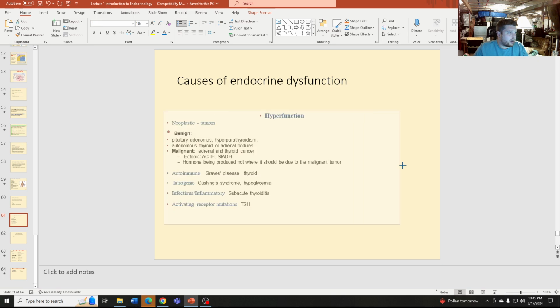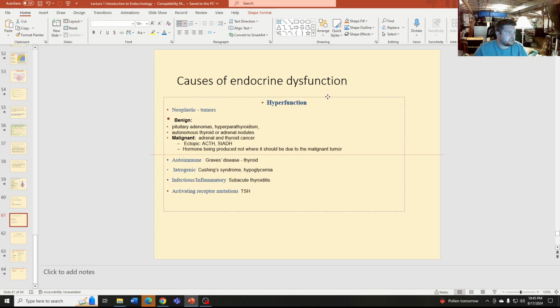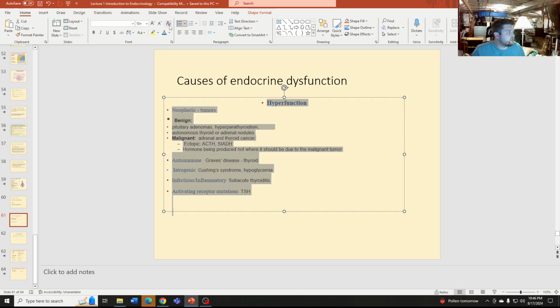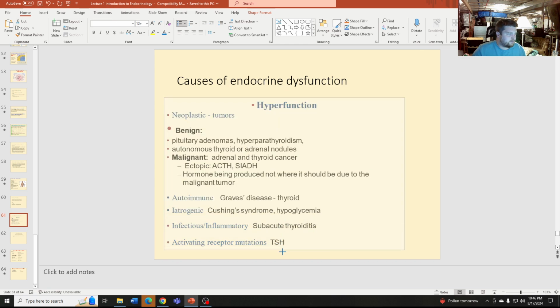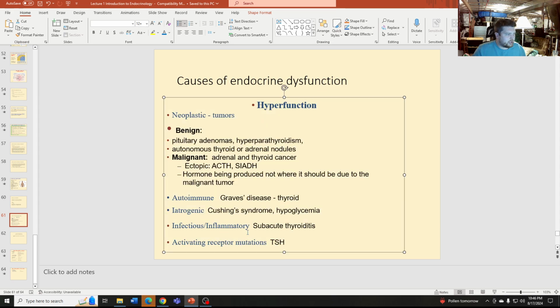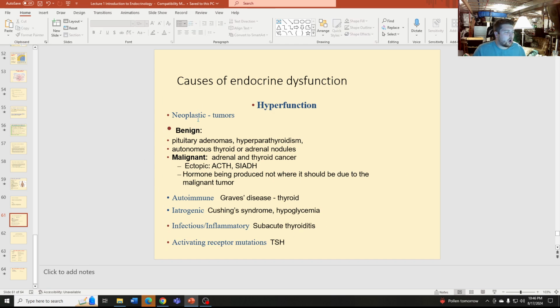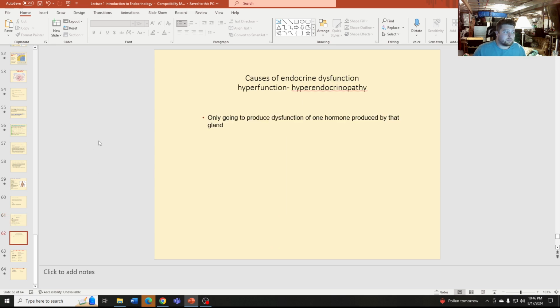Just some of the causes of endocrine dysfunction. Tumors are a big cause, autoimmune conditions, iatrogenic, meaning medically caused, so you can have issues due to other medications or other conditions, infectious or inflammatory, or activating receptor mutations. We will go into all of these a little bit in this course, more so in systems pathology in Tri 4.